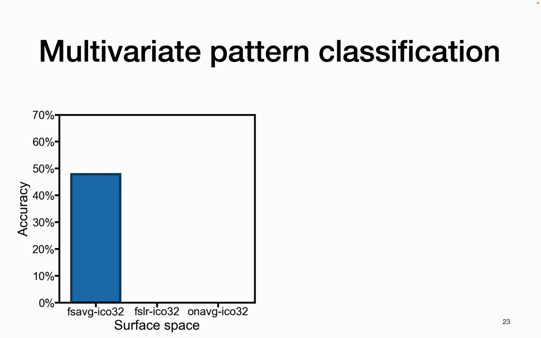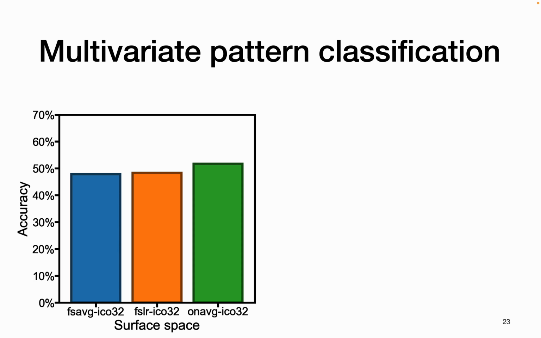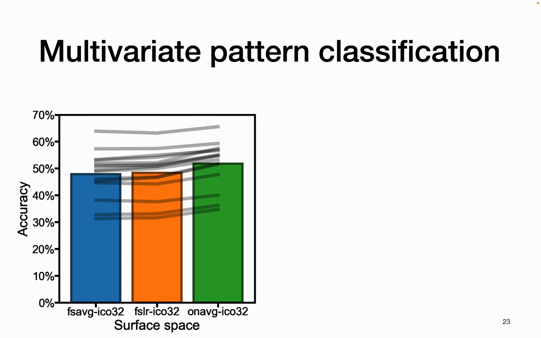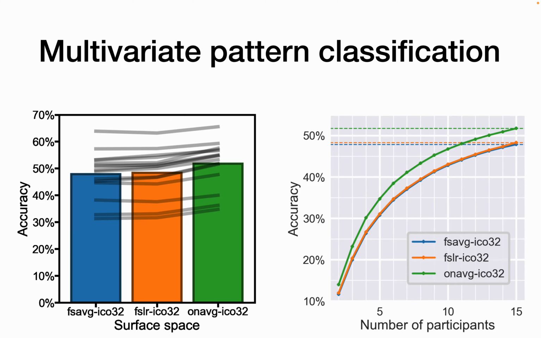This is the average accuracy based on the FS average template, the FSLR template, and the new unaveraged template, which is 7% higher than previous templates. And this effect is very robust. We observed it in all 15 subjects. And it is also very robust against the amount of data.